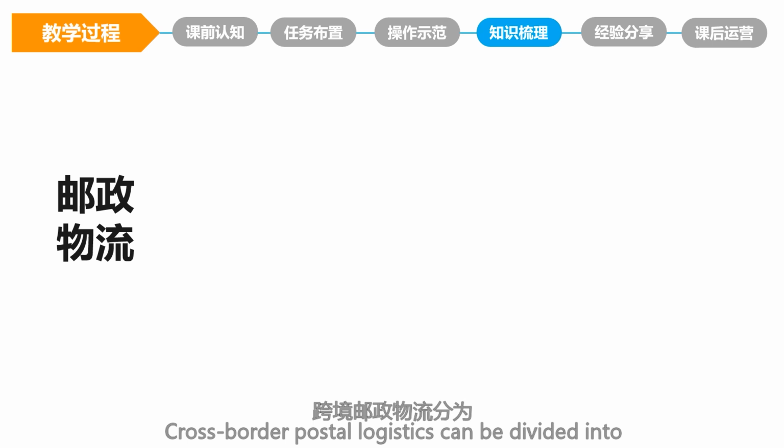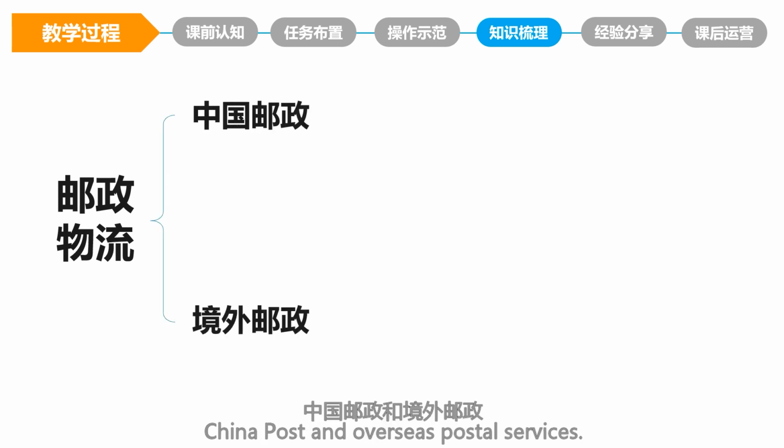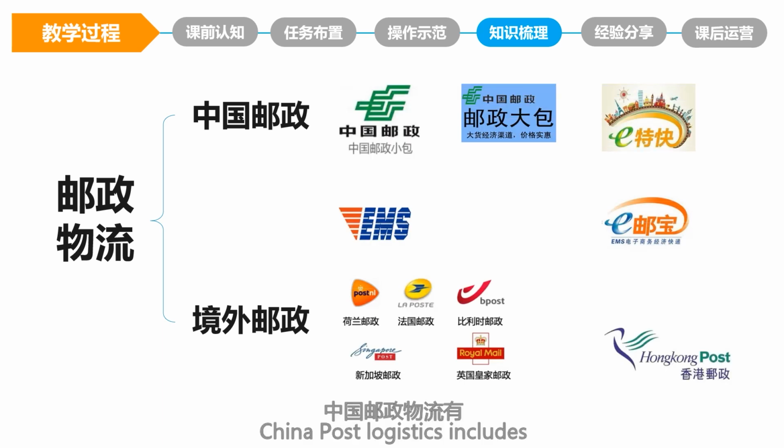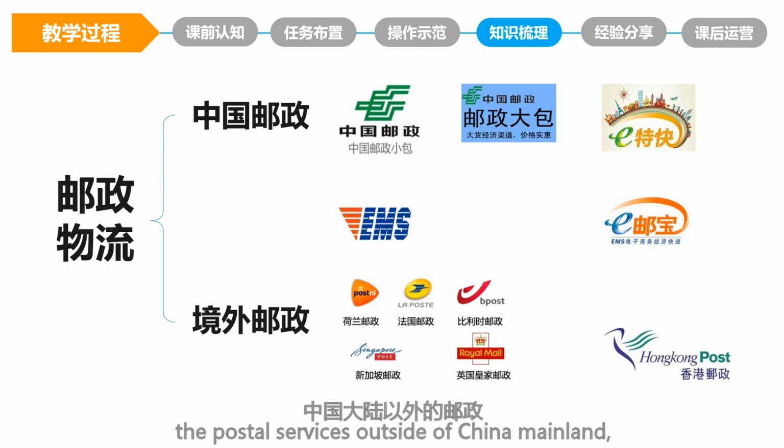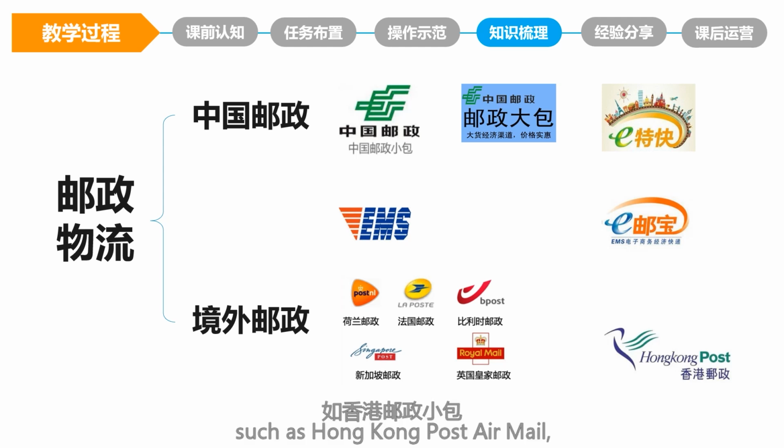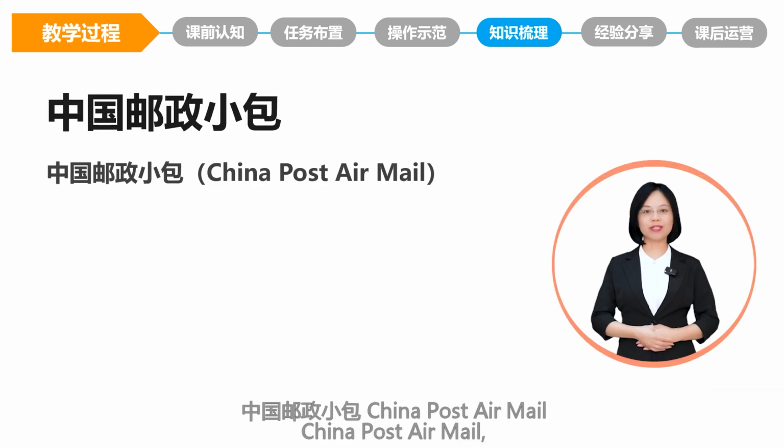Cross-border postal logistics can be divided into China Post and overseas postal services. China Post logistics includes China Post Airmail, China Post Air Parcel, e-Packet, e-Express, and EMS. Overseas postal services refer to the postal services outside of China mainland, such as Hong Kong Post Airmail, Singapore Post Airmail, Netherlands Post Airmail, German Post Airmail.